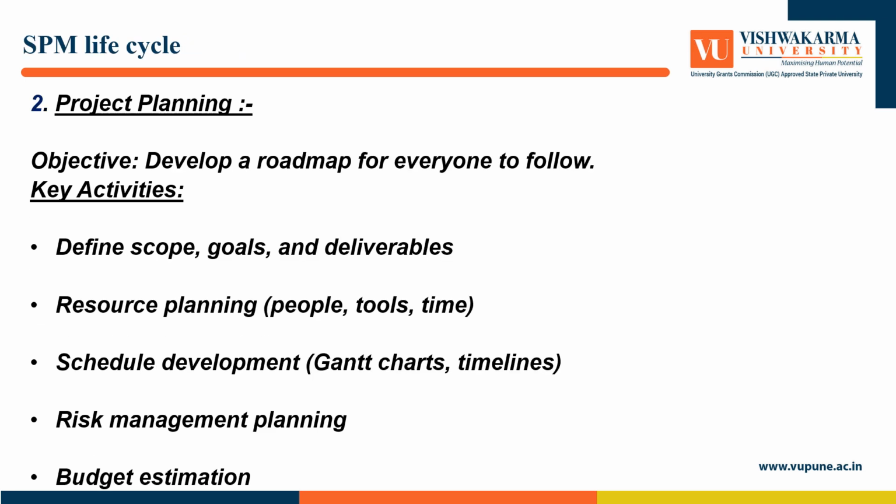SPM lifecycle. The second stage is project planning. The objective in this is developing a roadmap which everyone can follow. The activities under project planning define the scope and goals, which also include deliverables. It helps with resource planning for the people, tools, and time. It also schedules development with Gantt charts and timelines. It also helps with risk management planning and budget estimation.